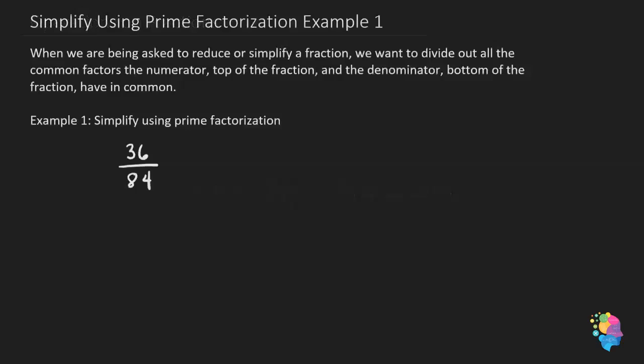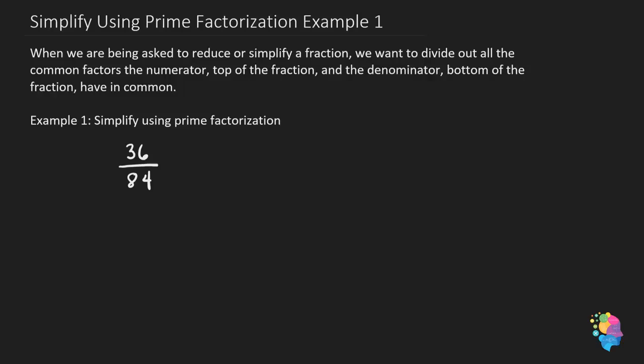When we are being asked to reduce or simplify a fraction, we want to divide out all the factors the numerator, that's the top of the fraction, and the denominator, the bottom of the fraction, have in common. In this example, we will use prime factorization to help us. We are asked to simplify 36 over 84.